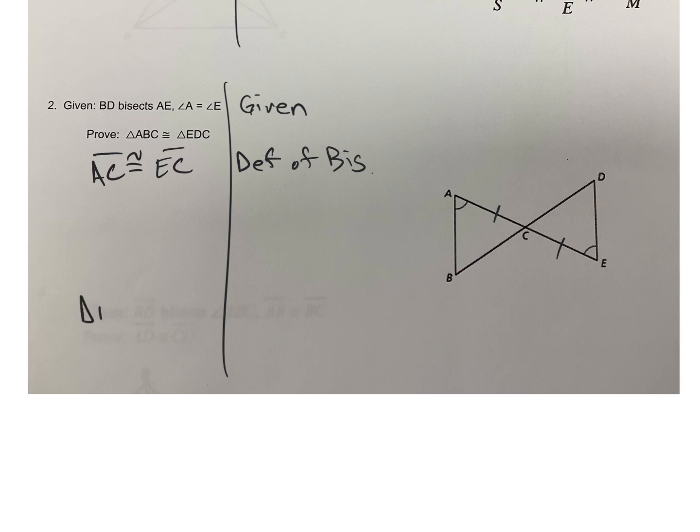So triangle ABC is congruent to triangle EDC, angle, side, angle. Well, on the picture, I only have an angle and a side. But you should recognize you have vertical angles. So angle ACB is congruent to angle ECD. Vertical angles theorem.